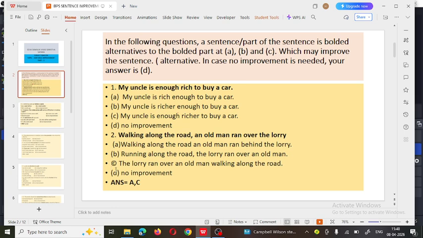So see the next one. The lorry ran over an old man walking along the road. Who was walking along the road? So information is given about the old man. And the lorry ran over the old man. So here option C is the correct sentence, which gives the proper meaning. It means that the lorry ran over the old man, and which old man? The old man walking along the road. So option C is correct here.